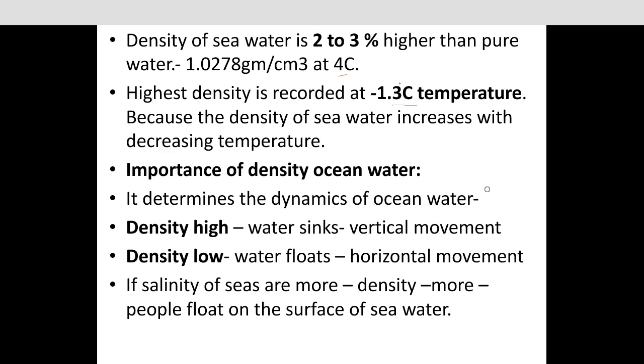The importance of density of ocean water is that it determines the dynamics of water, which is all about the movement of water, whether it is moving vertically or horizontally. These movements are determined by the density of water. If the density is high, water sinks, which causes vertical movement, whereas if its density is low, water floats and causes horizontal movement. If the salinity of seas is more, then density is also more. That's why people float on the surface of sea water where the salinity is more.